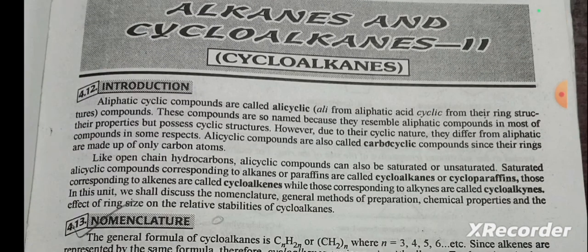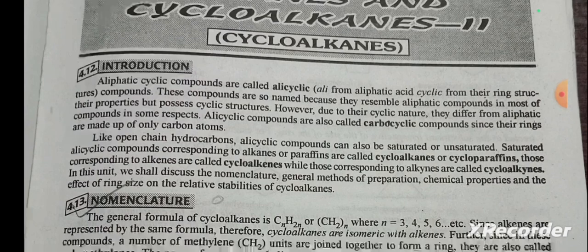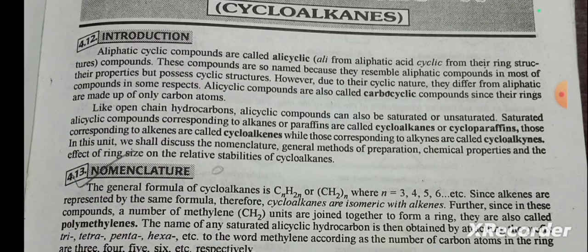Introduction. Alicyclic compounds are called cyclic compounds. They form ring structures. These compounds are so named because they resemble aliphatic compounds in most of their properties but possess cyclic structure. However, due to their cyclic nature, they differ from aliphatic compounds in some respects. Alicyclic compounds are also called carbocyclic compounds since their rings are made up of carbon atoms.